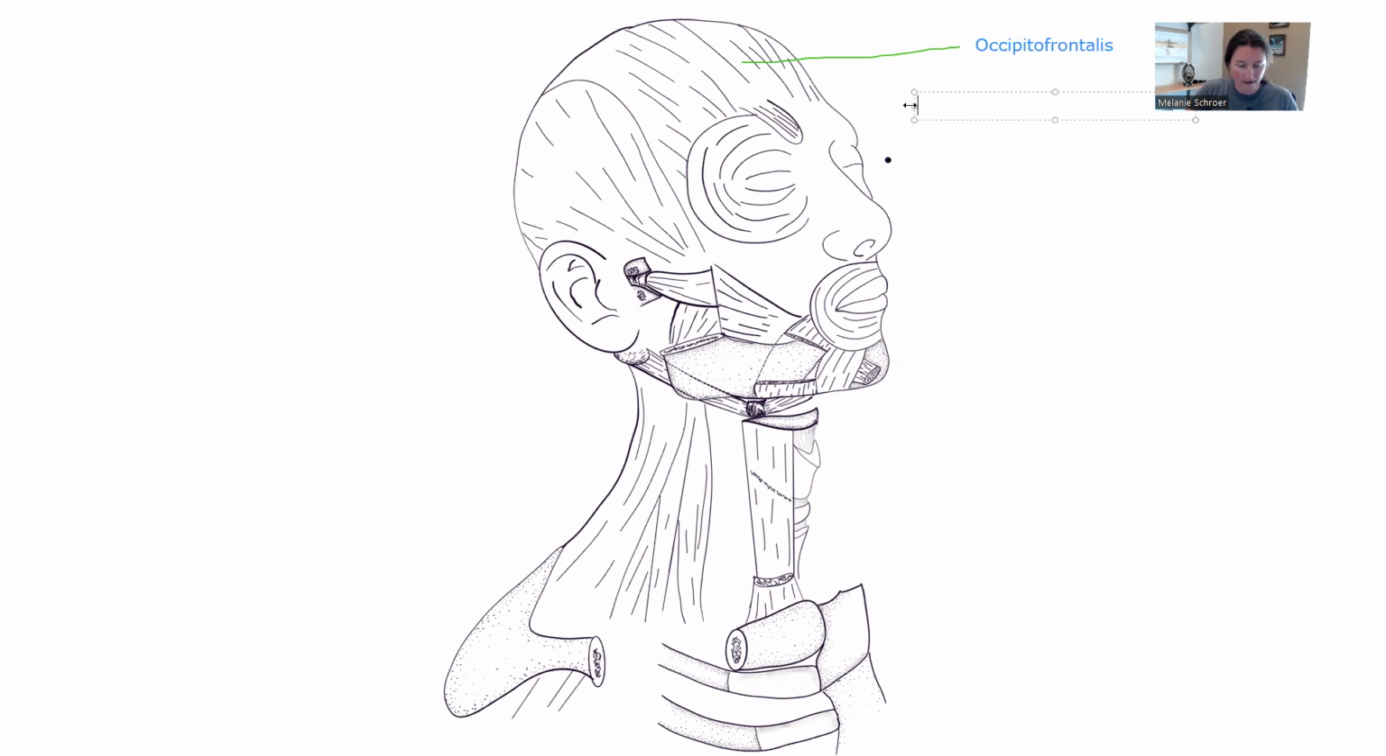We also have the corrugator supercilii. Corrugator supercilii. And that one is the one that's responsible for crinkling your eyebrows together, the scowl muscle. This one we looked at on the last model.